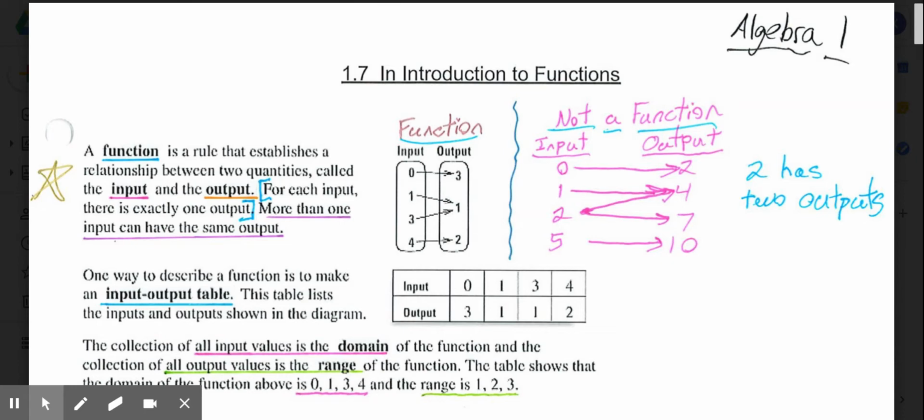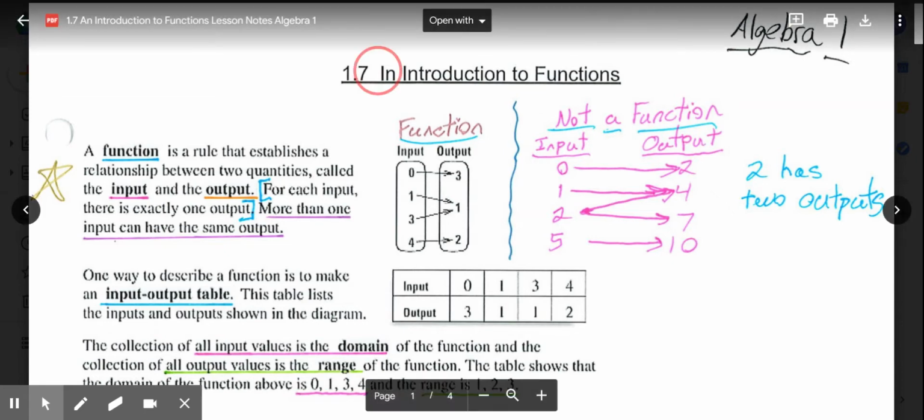So right away, I apologize for the single letter typo in the title. It should be "an" instead of "in" right here. An introduction, not in introduction. An introduction to functions. So obviously we are going to look at the main idea for this whole lesson, functions.